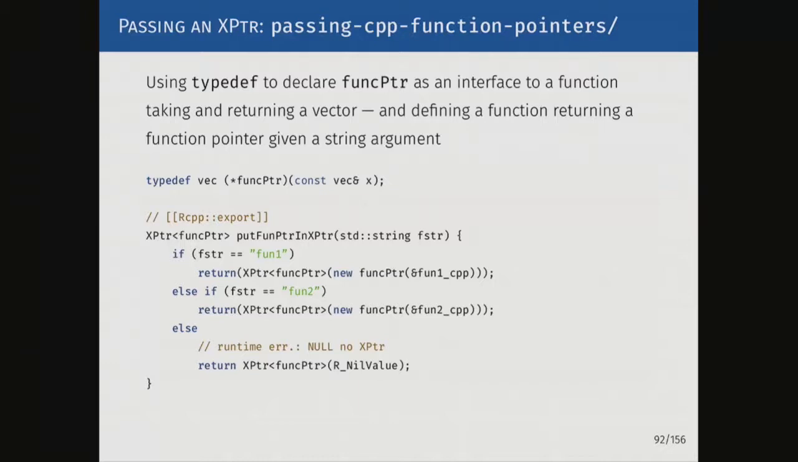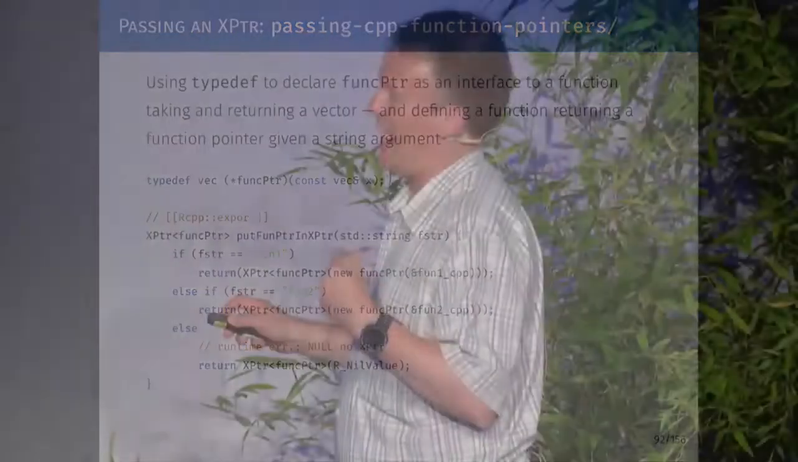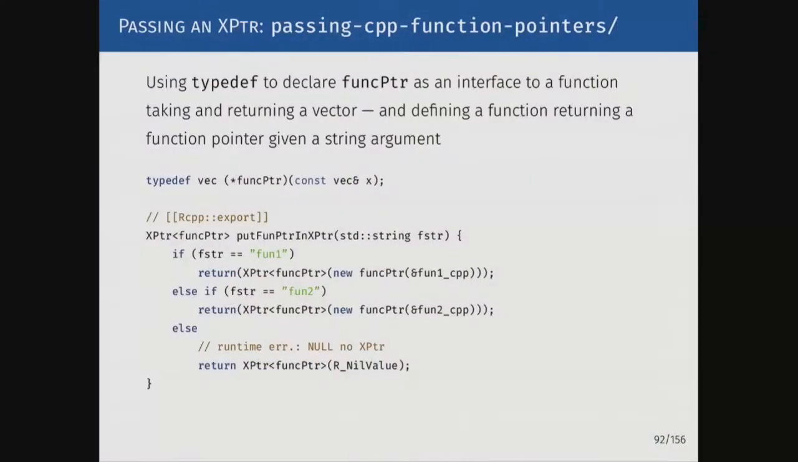We need a typedef here, so we can say we want an XPtr of a function pointer of this type. That just means a constant vector goes in and a vector comes out, and we refer to that here as a function pointer to our function type for this exercise. We create that thing by returning this cast to XPtr, a function pointer, by creating a new one with the address of either function 1 or function 2.